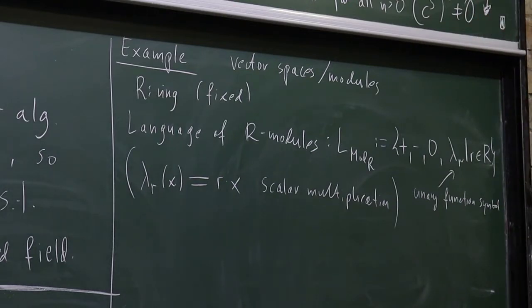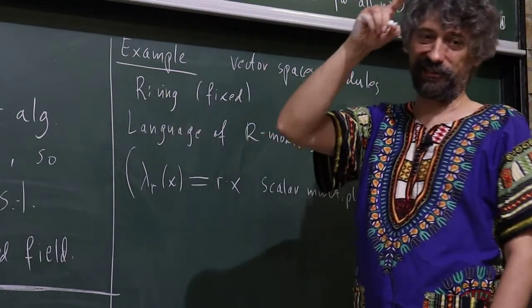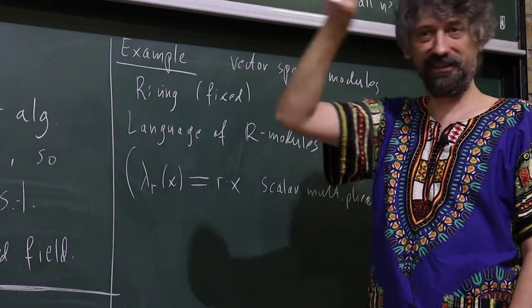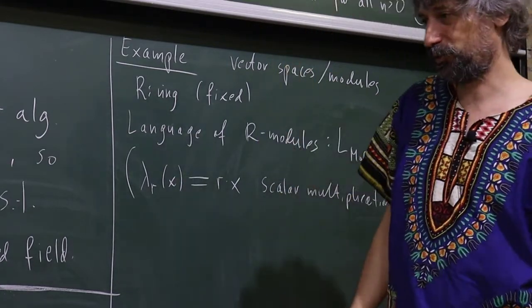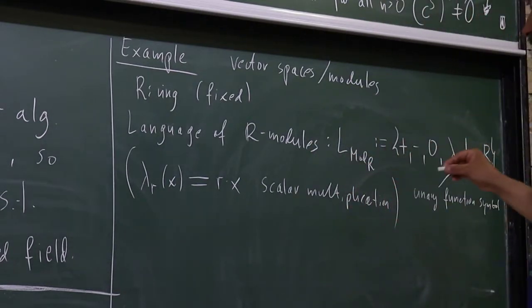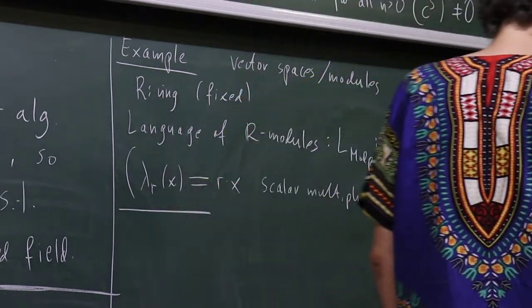But then it gets a nice theory. You could consider R as a part of the structure, but then it's something like R times V to V. That would be a two-sorted structure, which I didn't talk about, and it has worse properties. But this is the natural language for vector spaces or modules.